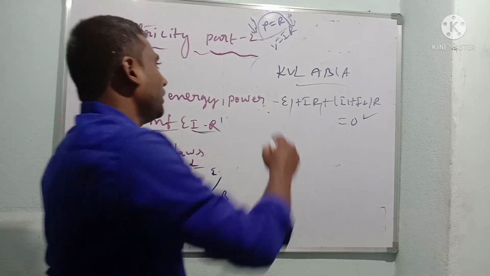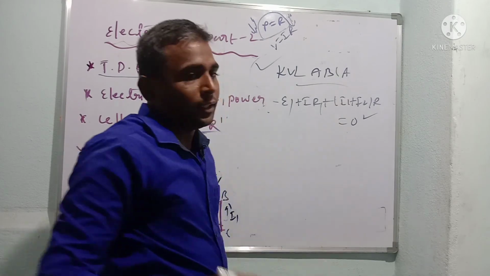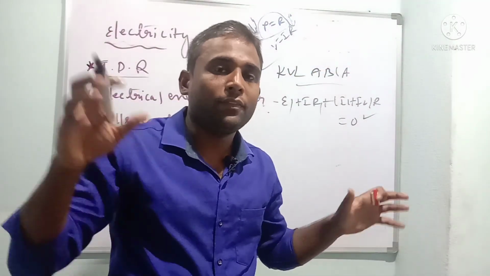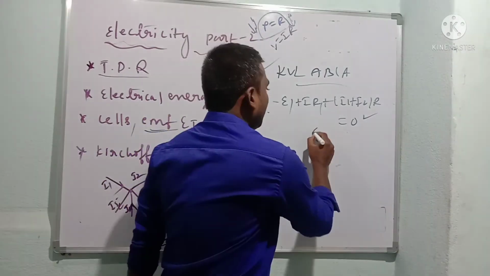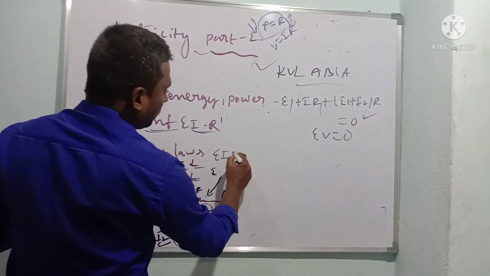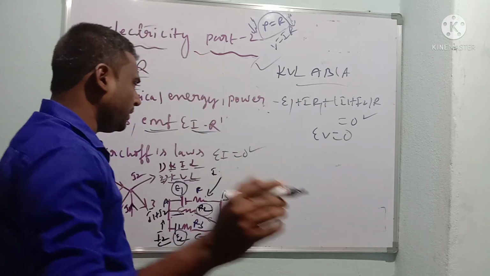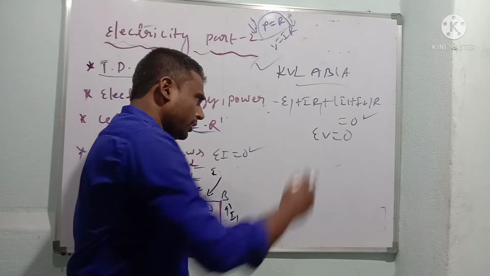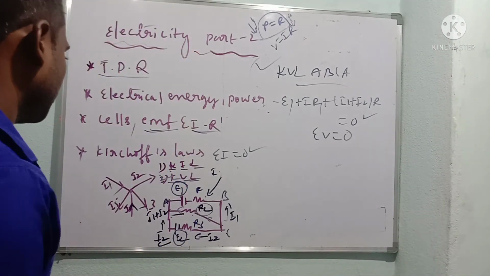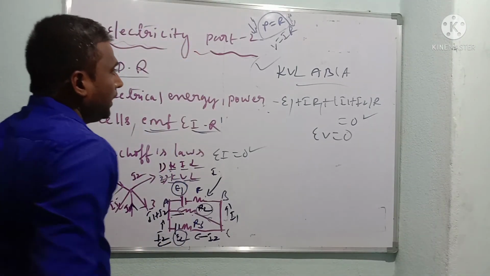According to Kirchhoff voltage law, the change in potential in a closed circuit is always equal to 0. That is, the sum of the voltages is equal to 0. Here the sum of the currents is equal to 0. Current law means the sum of the currents is equal to 0. Voltage law means the sum of the voltages is equal to 0. Please note down.